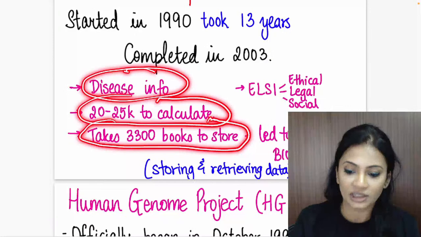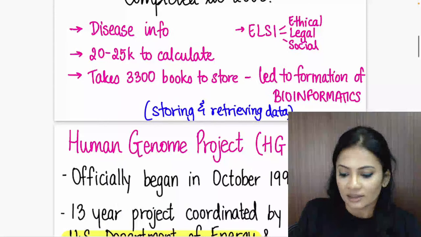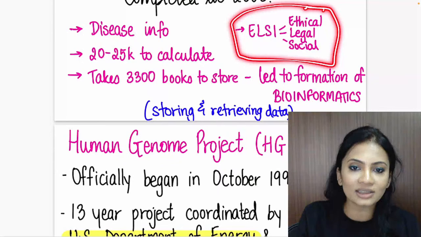So this led to the formation of bioinformatics. They also took care of ELSI. What is ELSI? Ethical, legal, social issues. Fine?